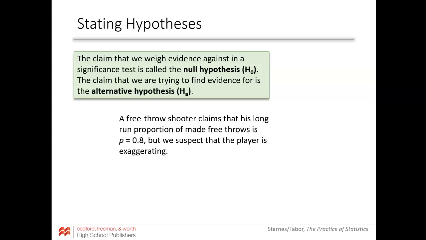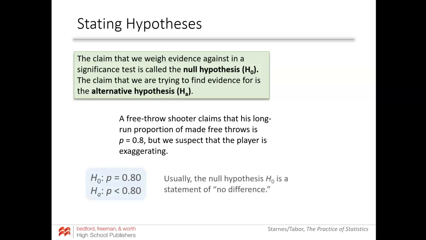So a free throw shooter claims that his long run proportion of made free throws is 80%. So a proportion of 80% for this shooter. That's his claim, at least. But we suspect that he is exaggerating. So the null hypothesis would say that P, the true proportion, is 80%, while the alternative hypothesis states that the true proportion is actually less than 80%. That's what we're claiming.